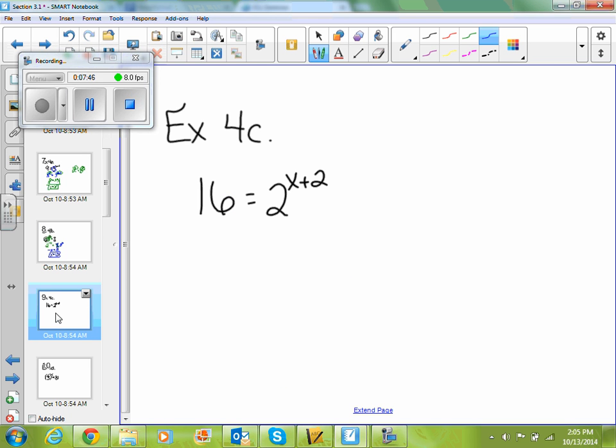Okay, so let's do one more. So we have 16 equals 2 to the x plus 2 power. So I already have my base of 2 that I'm looking for. So I need to change this 16 to be a base of 2. And I know that 16 is the same thing as 2 to what power? 4. Perfect. So this becomes 2 to the 4th equals 2 to the x plus 2.